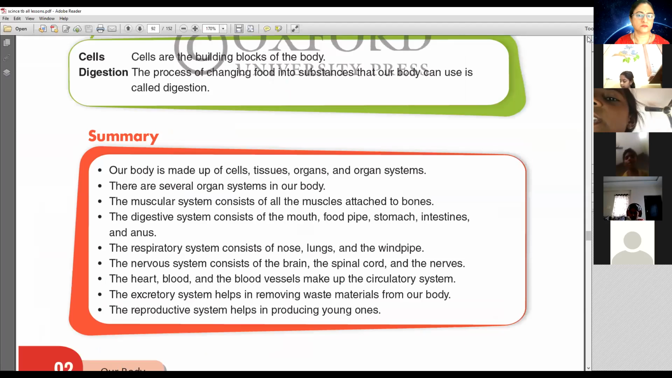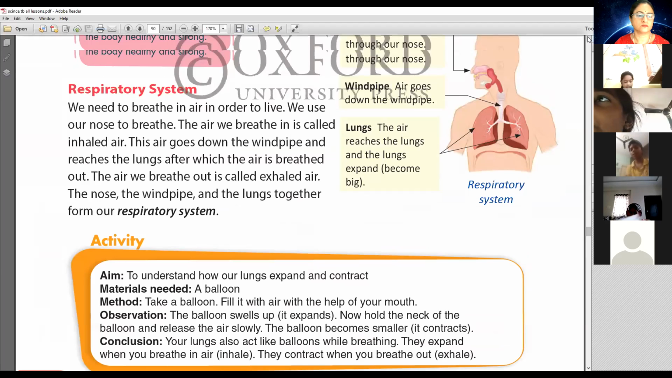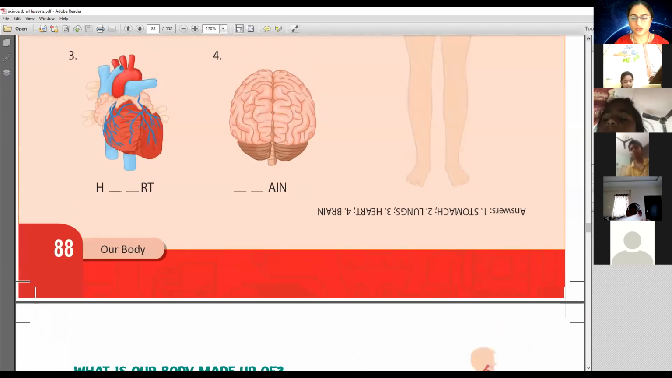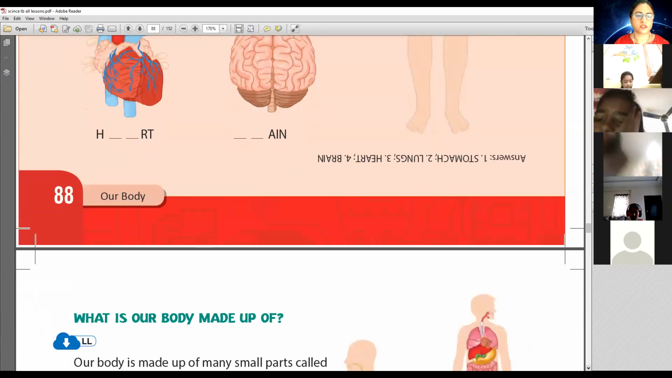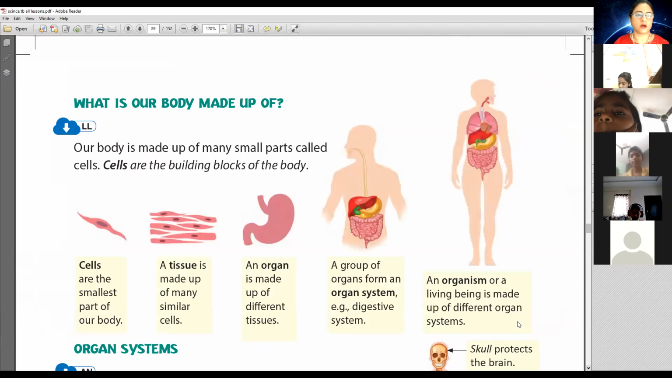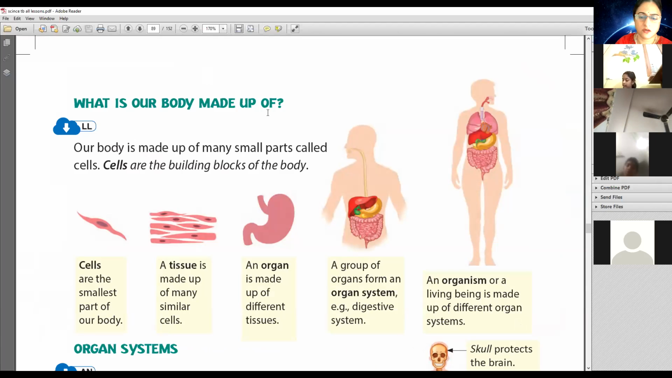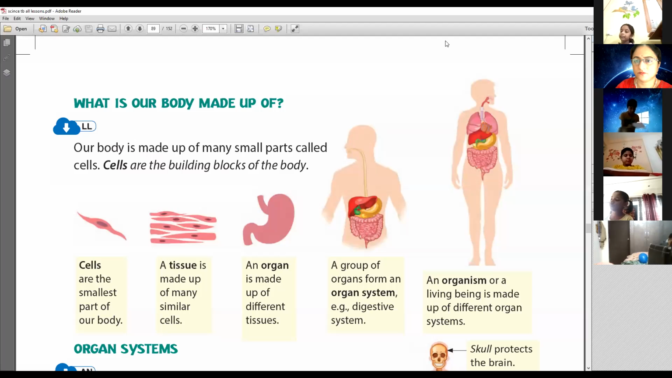Page number 91. So this exercise we already finished. So let's move to the actual lesson. What is our body made of? See, before I make you read one by one, first I will be reading. So everybody will be concentrating on how I pronounce the words. And I will ask one of you to read. So all of you should concentrate. What is our body made up of? Did you all open textbooks?